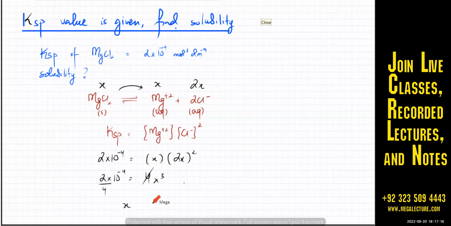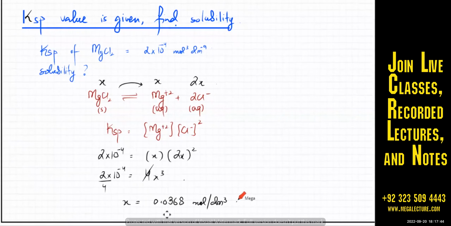People are getting two different answers. This is 5 times 10 power minus 5. X would be 0.0368, I think. Okay, that's going to come out to be 0.0368 mole per dm cube if you cube root it. Okay, so is this clear?